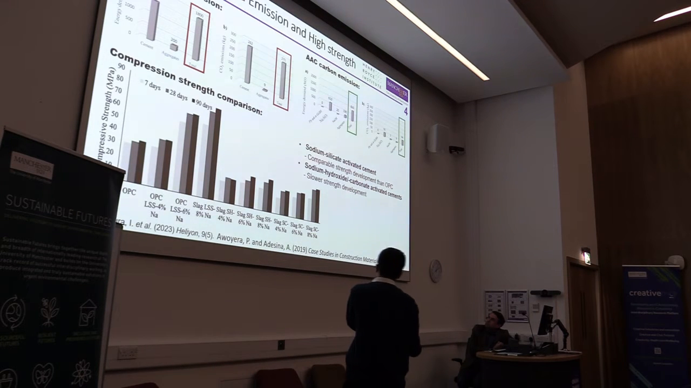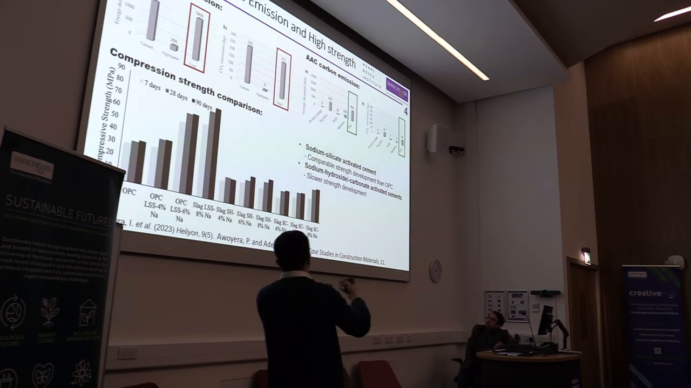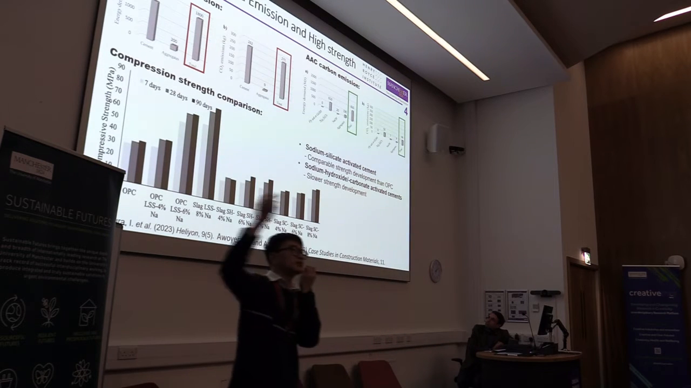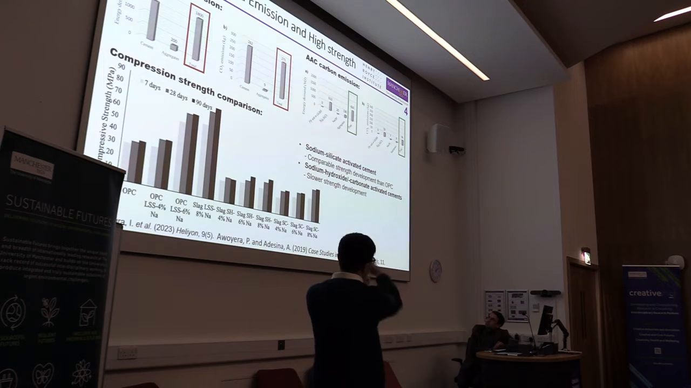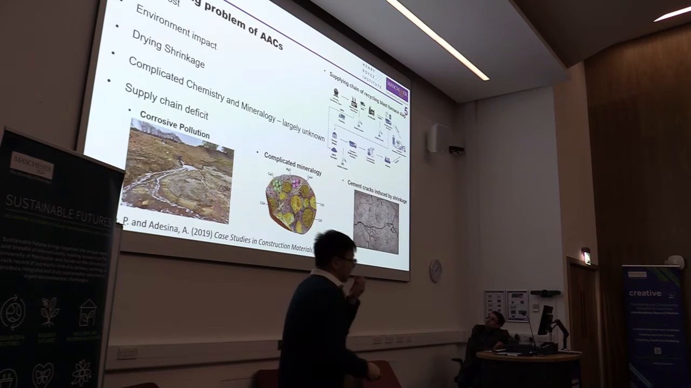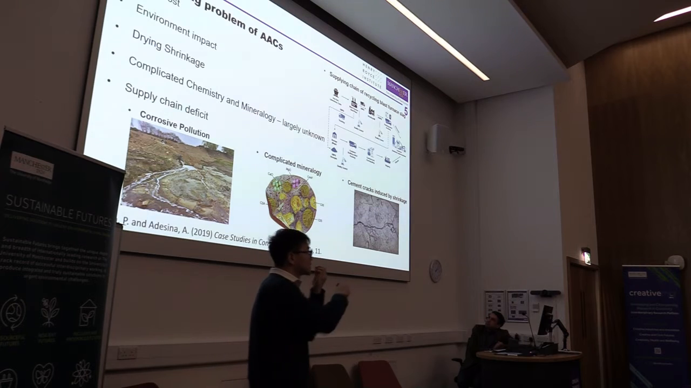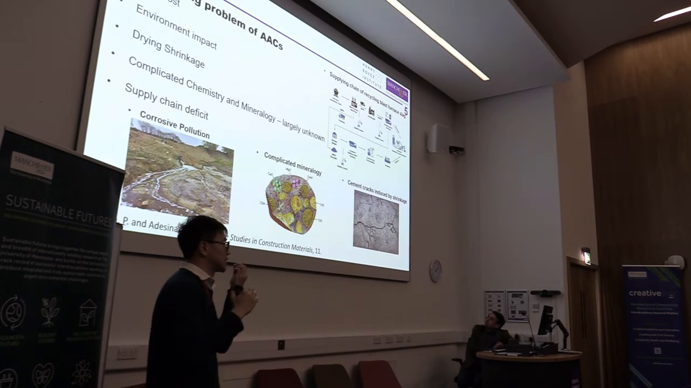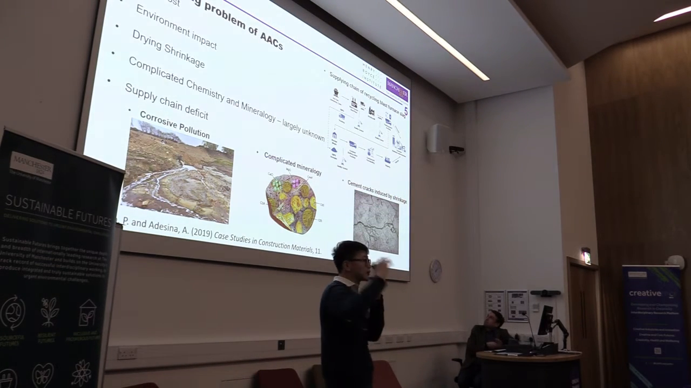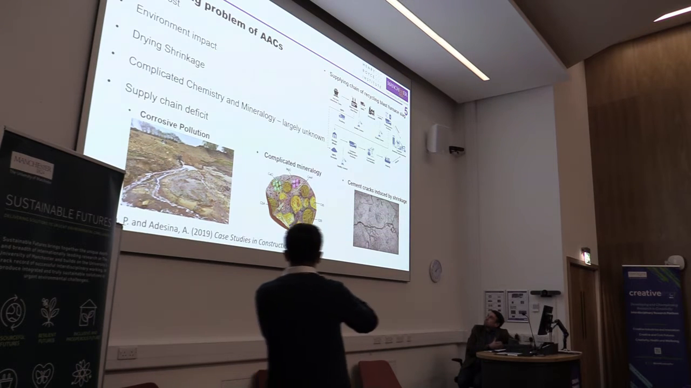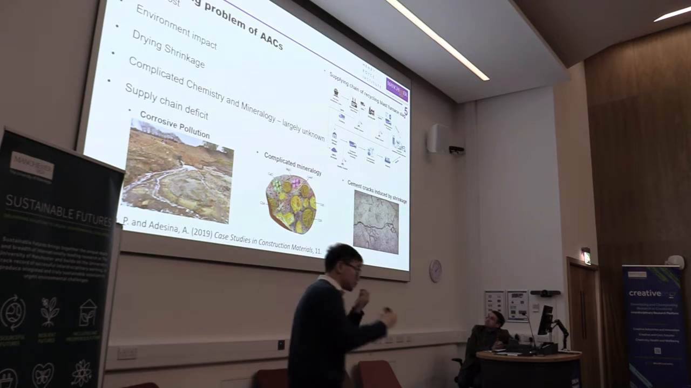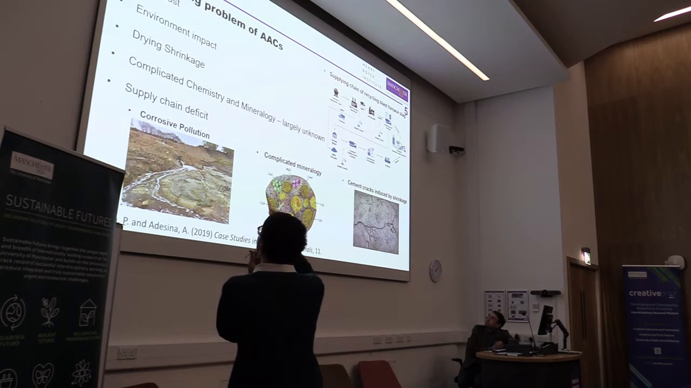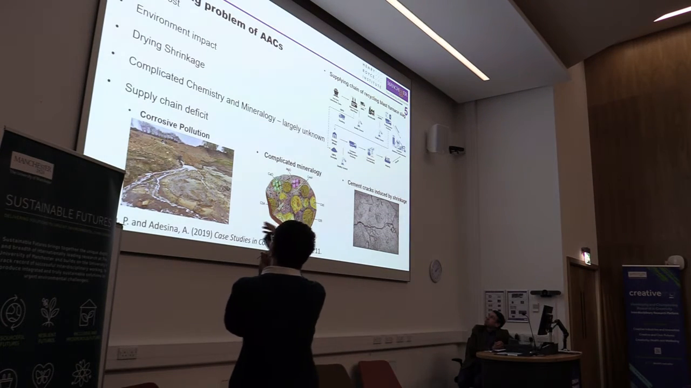For other activators, the strength development is slower. It's not qualified for final building construction, but it's also promising. But why? Since 1970, 50 years ago, the first alkaline activated cement was used for construction. Why, up to now, can it not be used at large scale as a construction material? Because there are a lot of limitations, like high cost, environmental impact, and drying shrinkage.